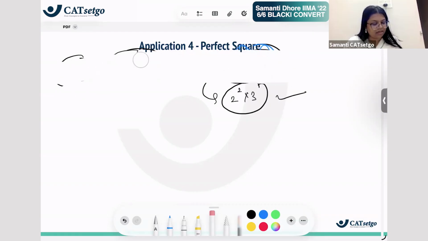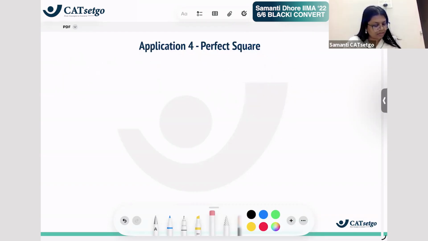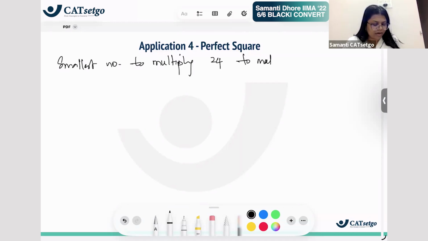So the kind of question that is asked here is, what is the smallest number to multiply 24, let's say, to make it a perfect square.